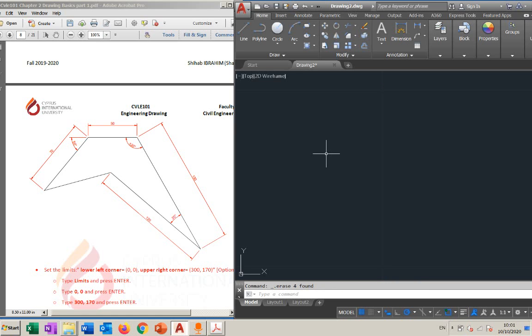Now let's set up the limits. For the limits coordinate, first 0,0, the other one is 300,170, then Z enter, A enter. Now the limit has been set up to the screen. I can start drawing the shape we have.